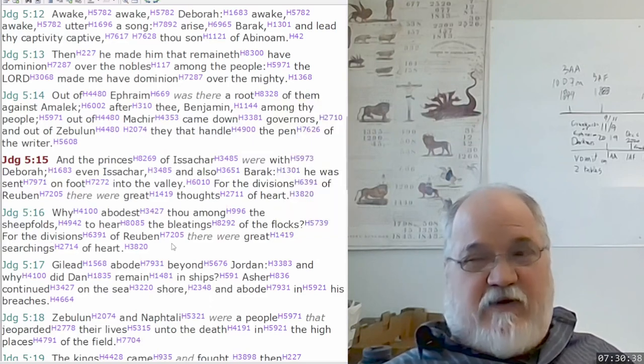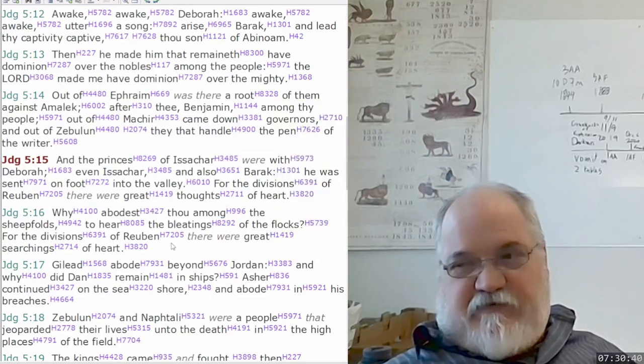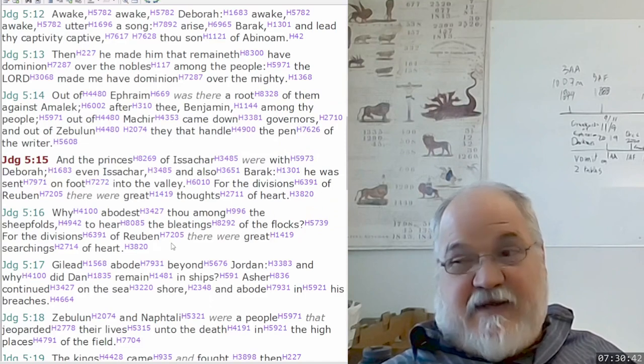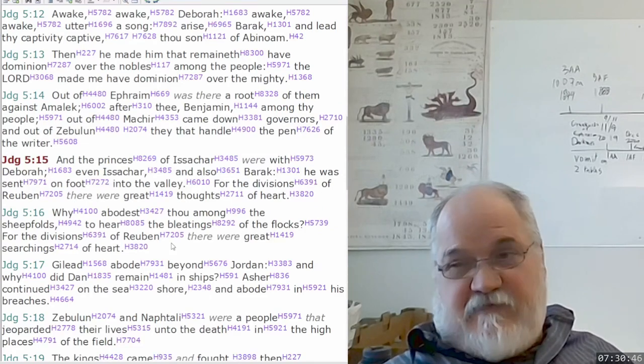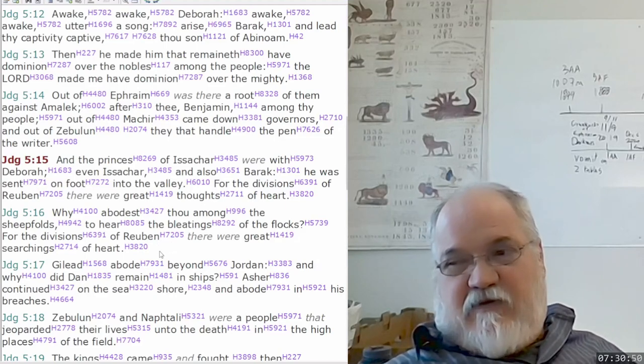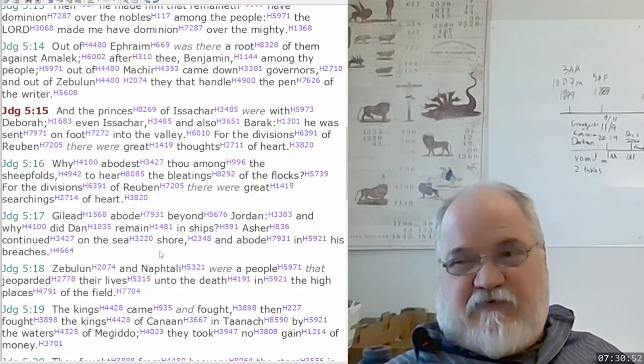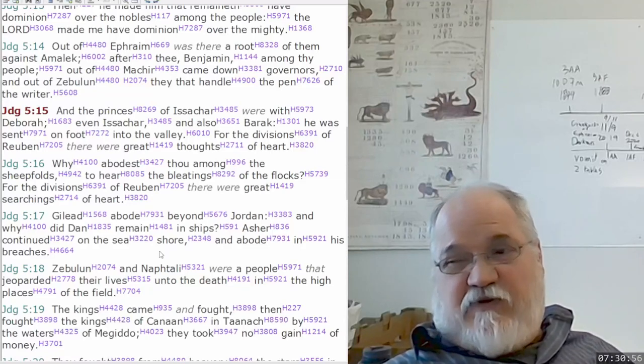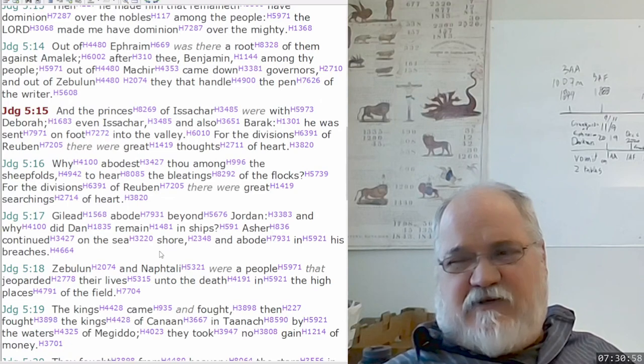Now, Reuben's not going to be involved in the message that follows as a symbol. But here we can see during this time, we have all of these characteristics. We have different emphasis, different groups of people. Now, Gilead abode beyond the Jordan. And why did Dan remain in ships? So they're not involved in what's going on.